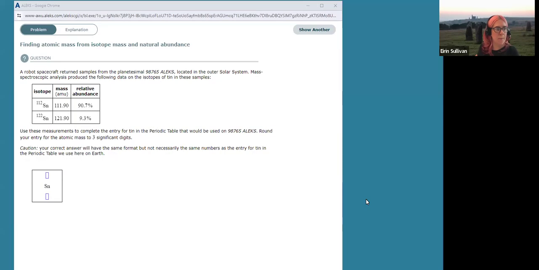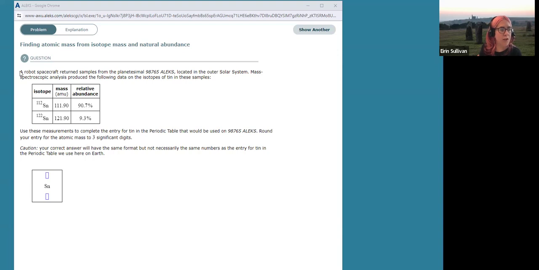mass and natural abundance. So natural abundance is basically a percentage saying, hey, we have this much of this isotope and that much of the other isotope. Maybe there's even 3 or 4 isotopes. We're just going to do some simple examples with 2 different isotopes.